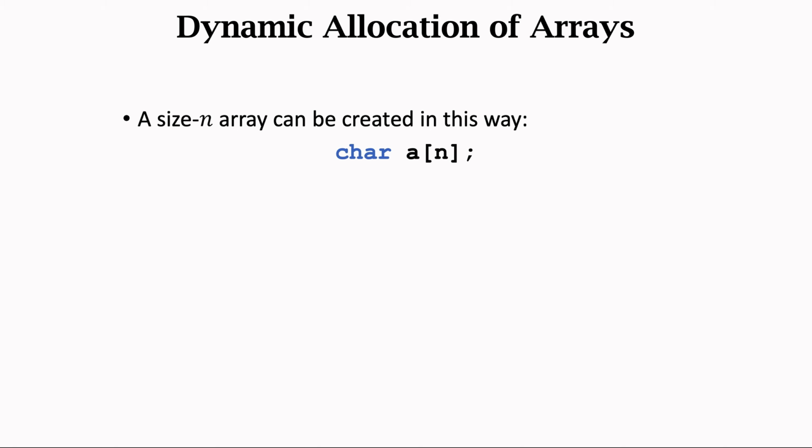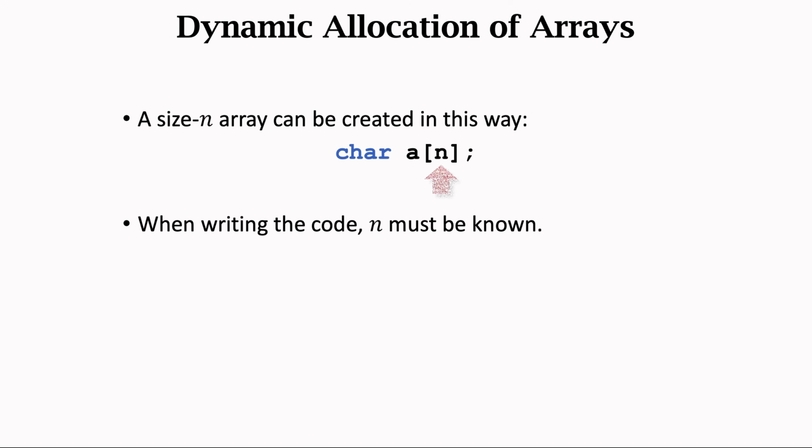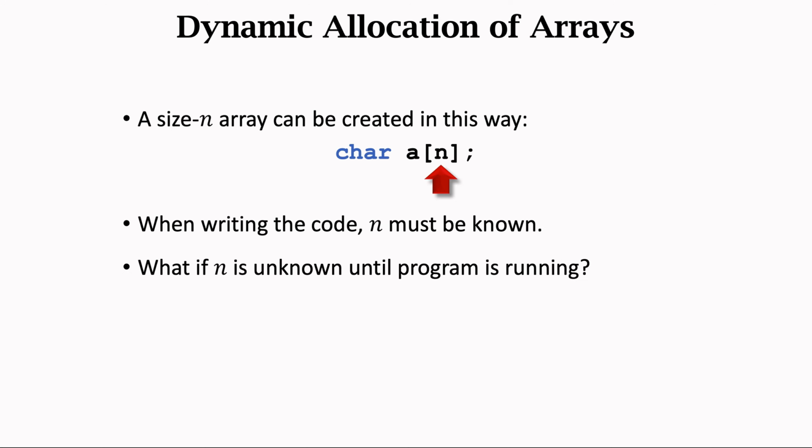Previously, we created an array in this way: char A bracket n. To create an array in this way, we need to know the size of the array when writing the code. When I write the code, if I know the array will store the 5 characters HELLO, then I can fix the size to 5. However, when I write the code, the size of the array may be unknown.